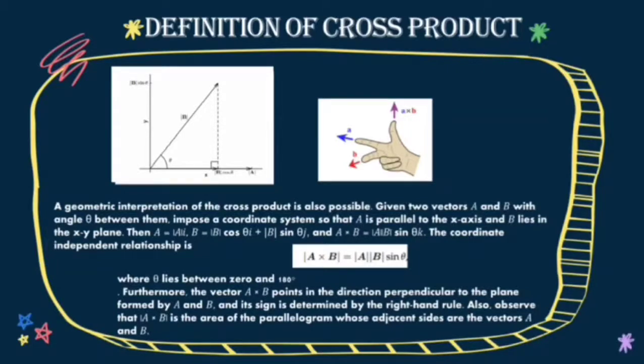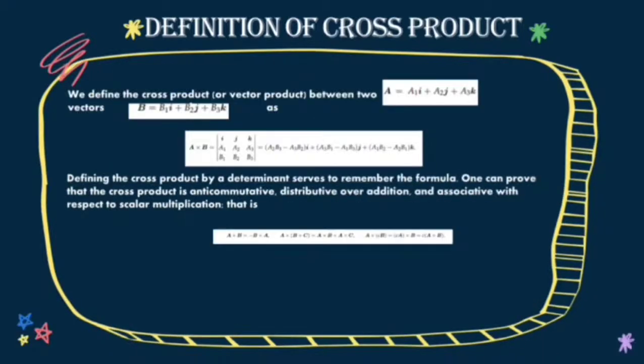Furthermore, the vector A times B points in the direction perpendicular to the plane formed by A and B, and its sign is determined by the right-hand rule. Also observe that modulus A times B is the area of the parallelogram whose adjacent sides are the vectors A and B. Here we have a definition of the cross product.